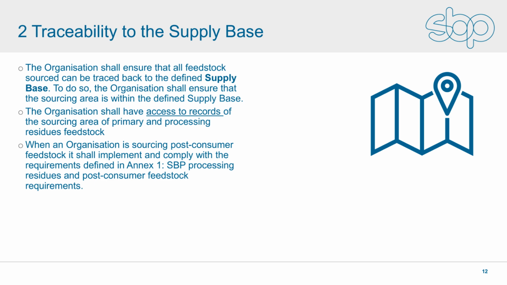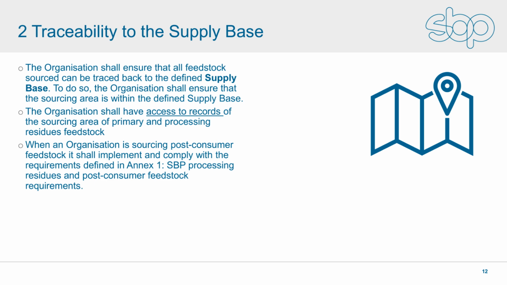Notice what that means in practical terms. For post-consumer feedstock, the organization does not need to trace the material back to the supply base in the same geographic sense as primary feedstock. The traceability requirement for post-consumer material is satisfied through the Annex 1 verification and inspection process, which focuses on supplier verification and category evidence rather than geographic origin.